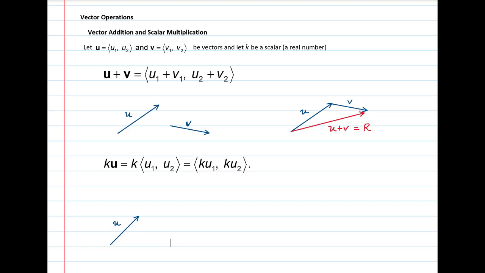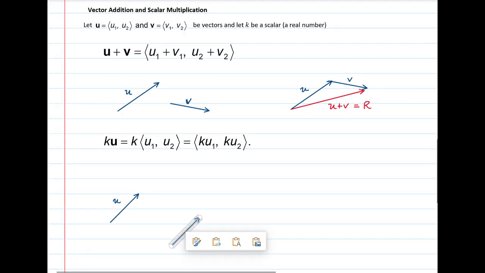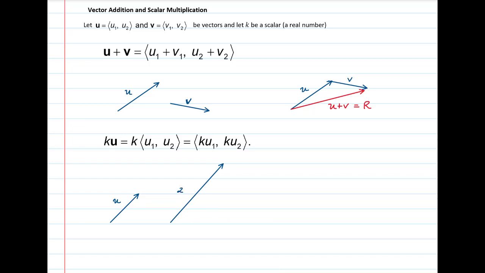It's a very straightforward process here for addition. You just add the components. If you have vector u and vector v, you just get another vector where each component is the sum of the components of the other two vectors, u1 plus v1, comma u2 plus v2. The important thing to notice here is that we get a vector back.